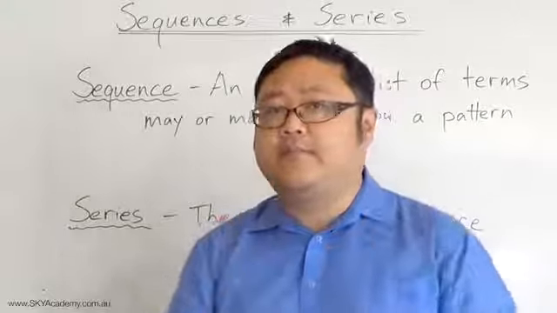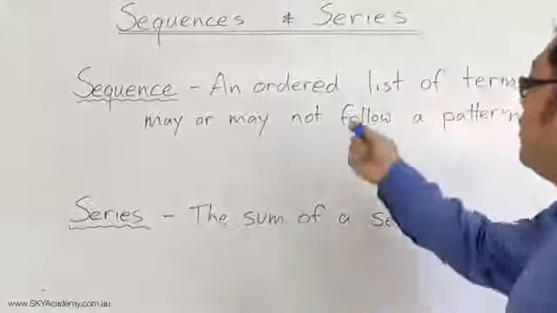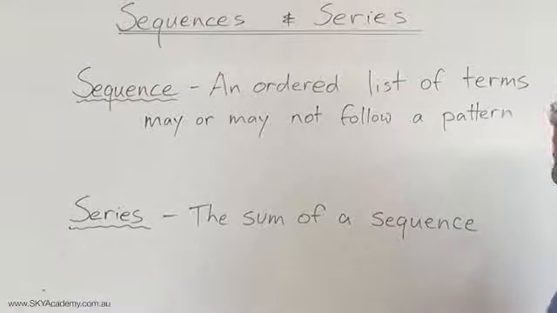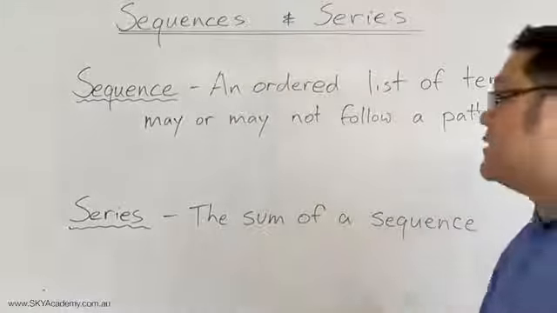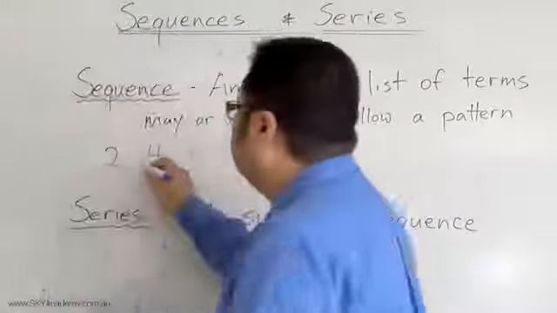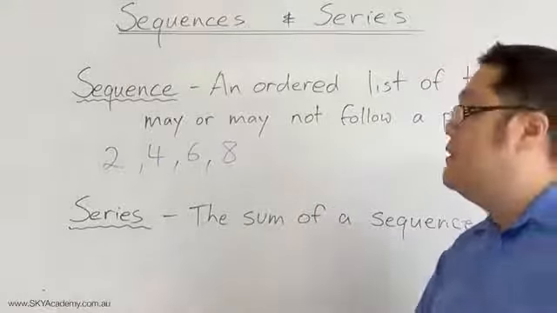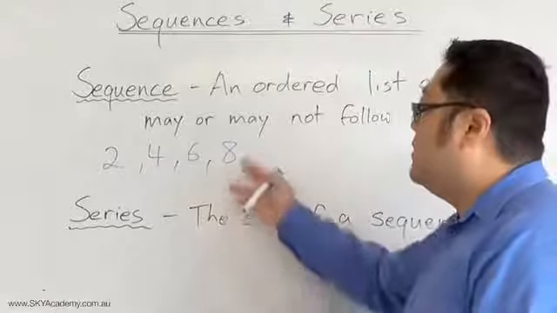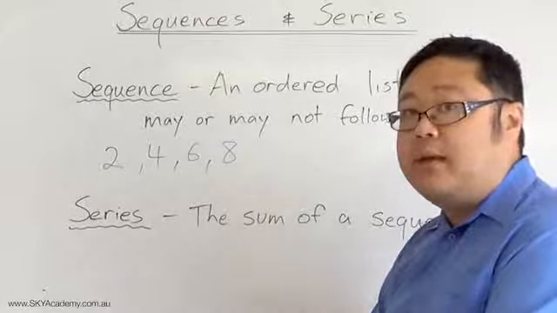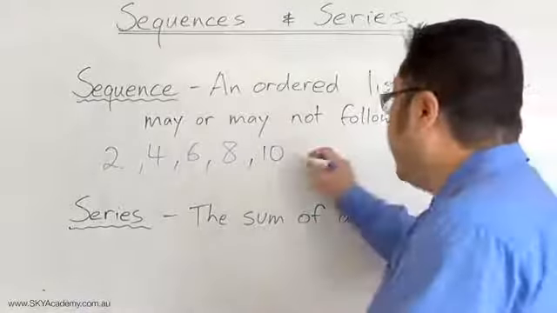Okay, a sequence in mathematical language is really quite simple. A sequence is an ordered list of terms that may or may not follow a specific pattern. So an example of a sequence might be something simple like this: 2, 4, 6, 8, etc. It follows a pattern, and that pattern is that you add 2 each time. So after 8, the next number will be, you guessed it, 10. And the next number after that is 12.